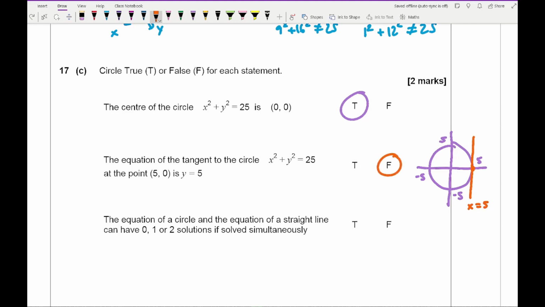It then says that the equation of a circle and the equation of a straight line can have either 0, 1 or 2 solutions if solved simultaneously. Now for this, the solutions are basically where the line and the circle intercept. So how many different times can a line and a circle intercept? Well, it can either not intercept, intercept once, or intercept twice. So that is going to be true.